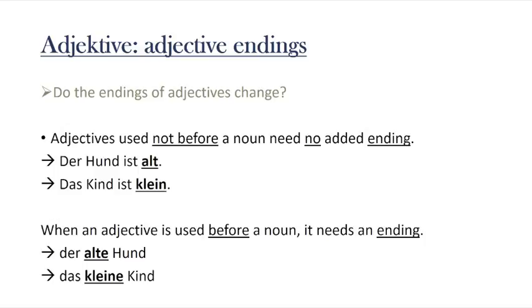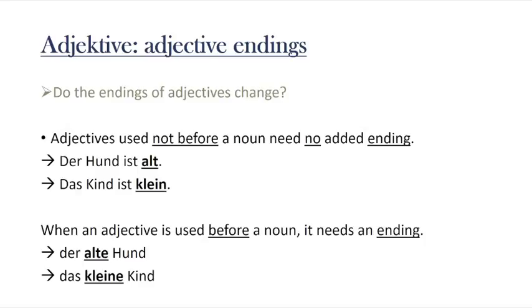So, first questions first. Do the endings of the adjectives change? I'm afraid they do, but here's one situation which is quite straightforward. If you have an adjective which is being used not before a noun, then you don't need to add an ending. So we have two examples here. Der Hund ist alt, das Kind ist klein. In each of those two situations, the adjective, which is bold and underlined, alt and klein, are both after the noun that they're describing. So in this situation, there's no ending at all.